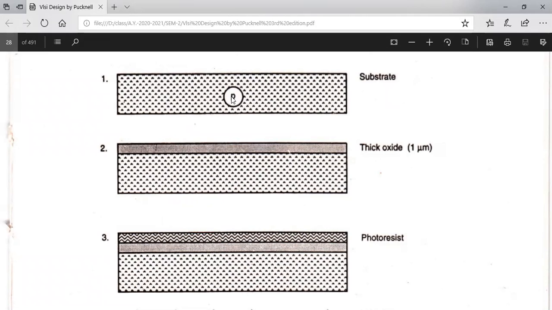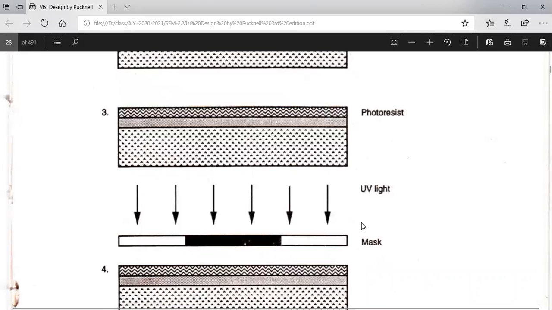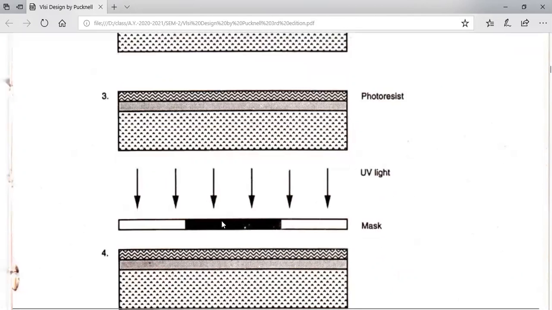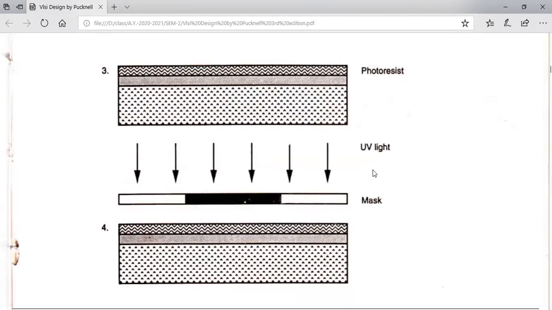Over that, I am forming the photoresist. Photoresist is formed over the thick oxide. As previously, if I used the positive mask, now I use the negative of this mask. We have the same UV light and the same mask. It will be exposed to the UV light. The portion which is exposed to the UV light will be hardened, and the part which is not exposed to the UV light will be just like gel only.